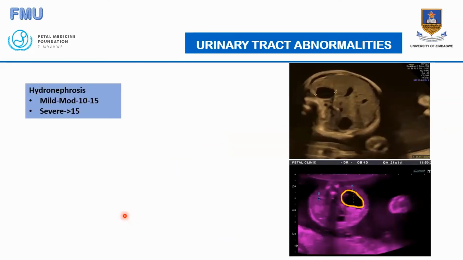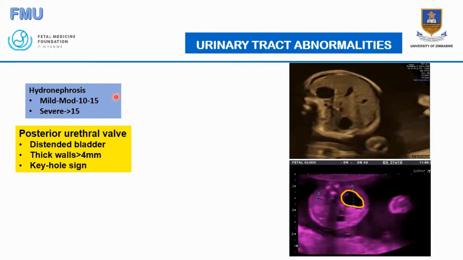Urinary tract abnormalities vary from hydronephrosis. As you can see in one of our images, it's not in the perfect position. This one is. So you can see this is a dilated renal pelvis, more than 10 millimeters. Mild to moderate is 10 to 15, severe is greater than 15 millimeters. Whenever we see it, you also want to check the bladder and look for evidence of hydroureter to try and identify the site of the obstruction.